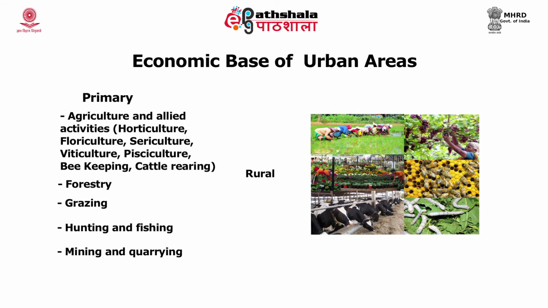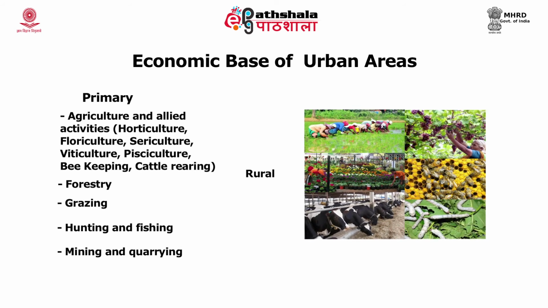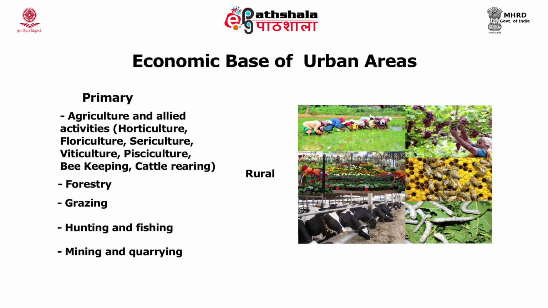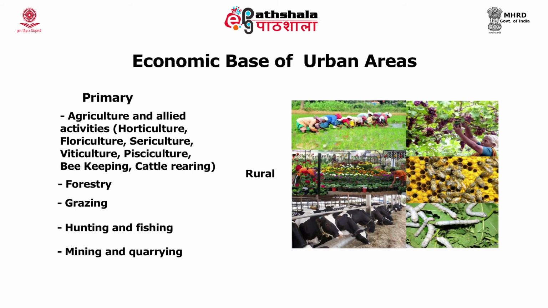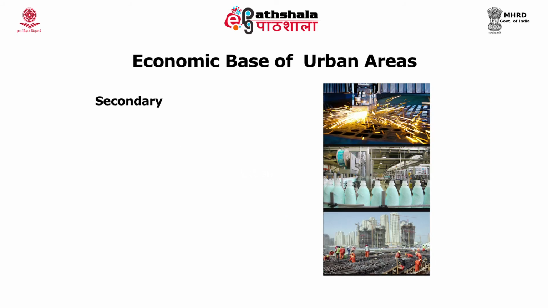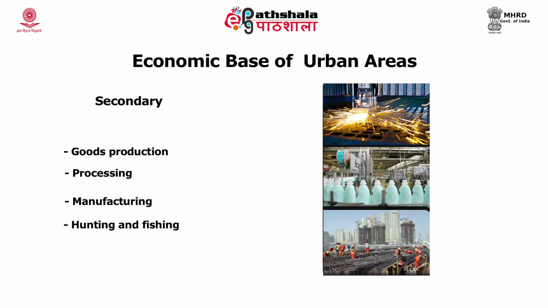They are all referred to as rural activities, predominantly rural activities, though in many cities we find agricultural areas also. Some amount of land which is agricultural land can be found in many cities, but predominantly it is rural activity. And secondary, that is production based activities, processing, manufacturing, construction, these activities are found in the urban areas.